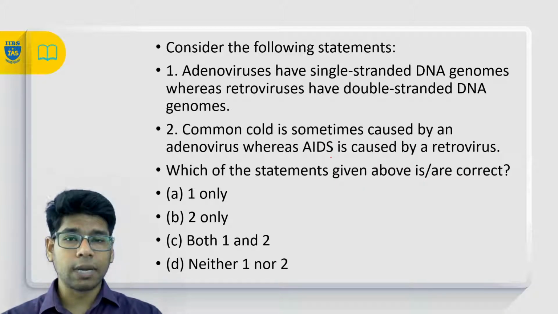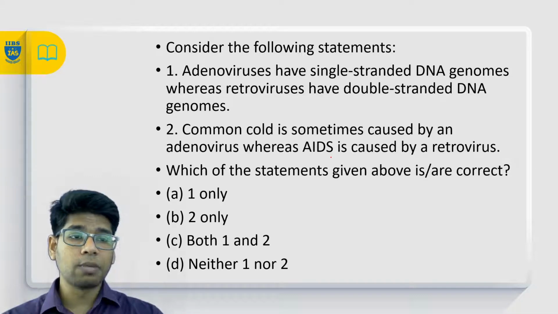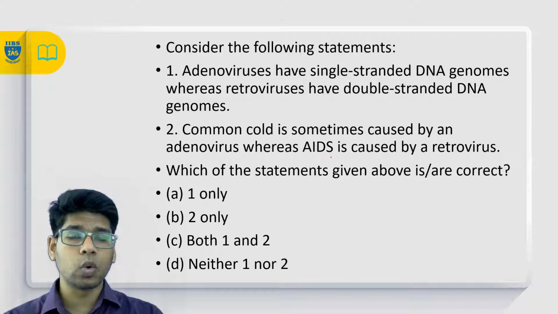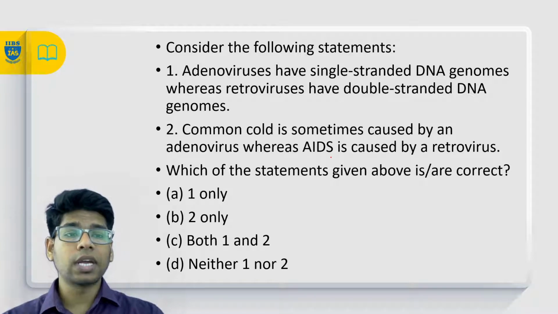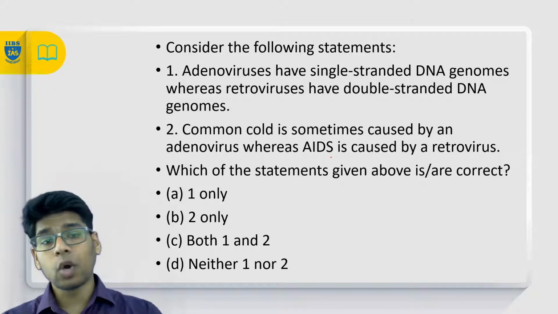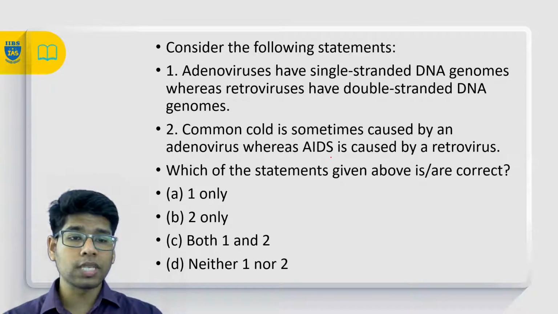Consider the following statements. Adenoviruses have single-stranded DNA genomes, whereas retroviruses have double-stranded DNA genomes. Common cold is sometimes caused by an adenovirus, whereas AIDS is caused by retrovirus.